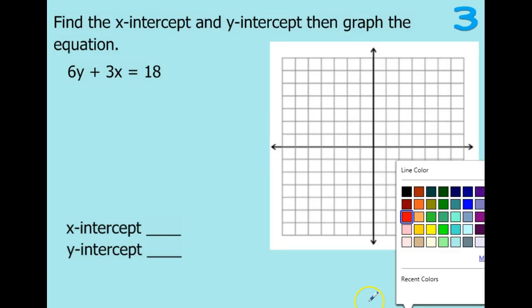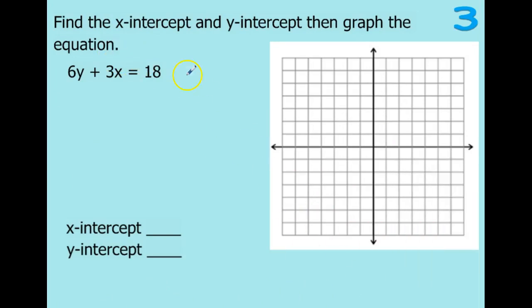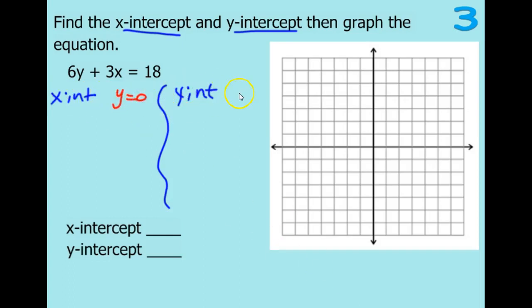Next, we learned how to find x and y intercepts for a graph. We are going to do that. Remember drawing our little squiggle. First, we're going to find our x-intercept, and then our y-intercept. To find our x-intercept, we plugged in y is 0, and to find our y-intercept, we plugged in x was 0. So first, if I plug in y is 0, we have 6 times 0 plus 3x equals 18.